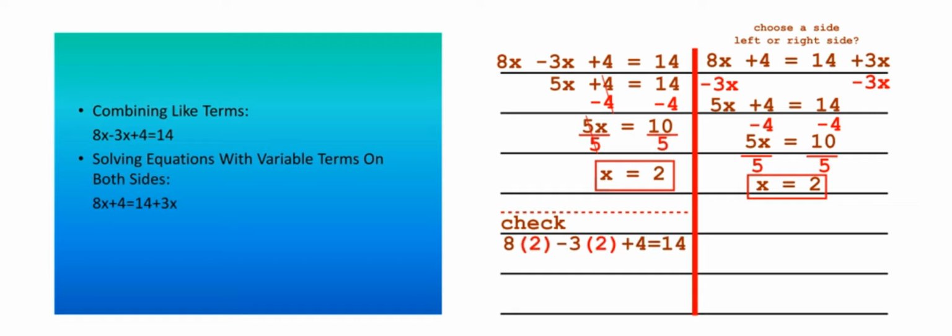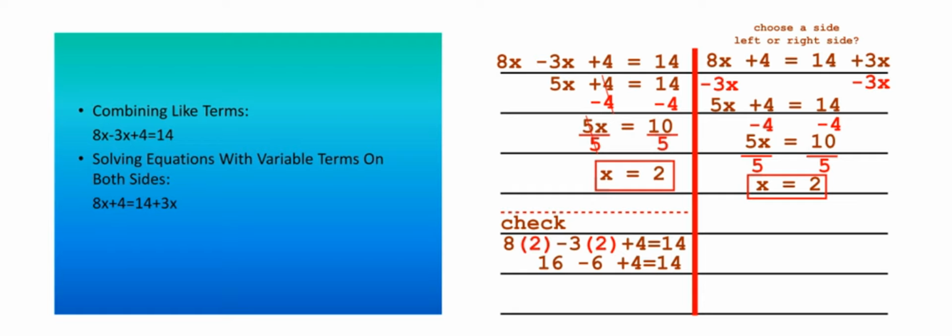Let's do a quick check. So plugging in the values, wherever we see an x on our original expression at the very top, we're going to replace it with a 2. Okay, so we have 8 times 2, since x was originally there, minus 3 times 2, since there was an x there originally as well, plus 4 equals 14. And now we just simplify. 8 times 2 is 16. 3 times 2 is 6. Negative times a positive gives us a negative 6.